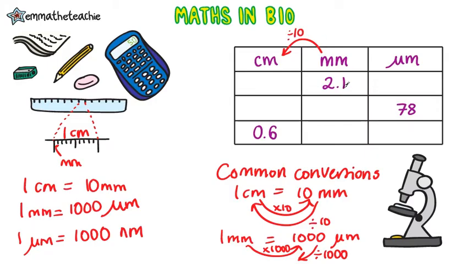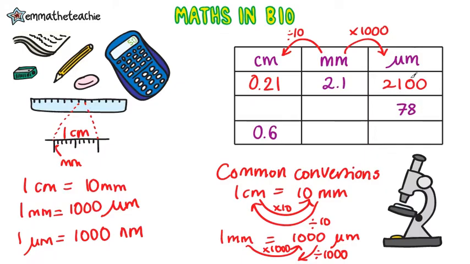So with your calculator in hand or using your head, you can see that if we divide by 10, the decimal point moves 1 to the left. So it's going to be 0.21 centimeters. We're also going to convert this number into micrometers. So we're going forwards, or we're getting smaller in our units. So we're going to be multiplying, and this conversion is by 1,000. Okay, so if we multiply it by 1,000, we get 2,100 micrometers.